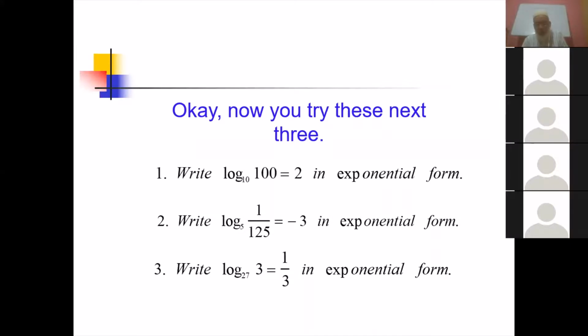Who will give the correct answer? 27 to the power 1 upon 3 is equal to 3. Yes, 27 raised to power 1 upon 3 is equal to 3. Okay.